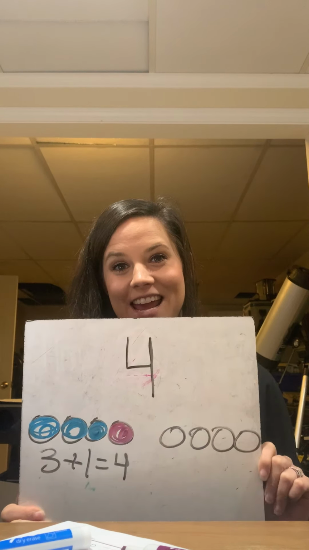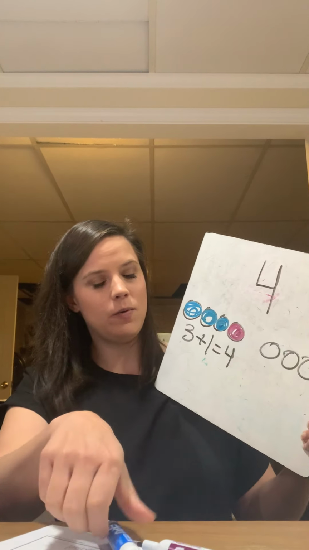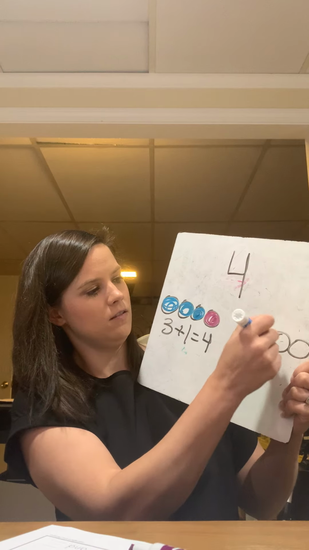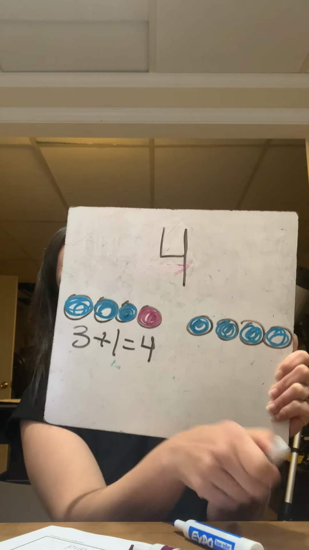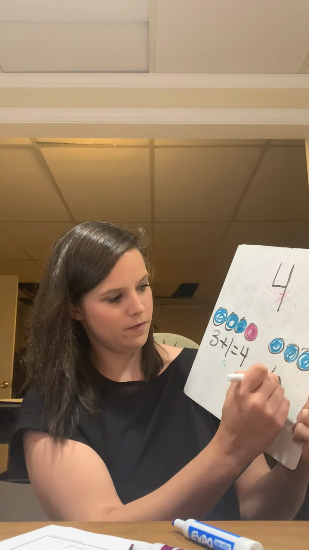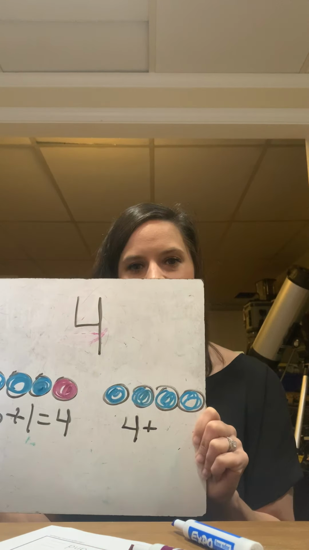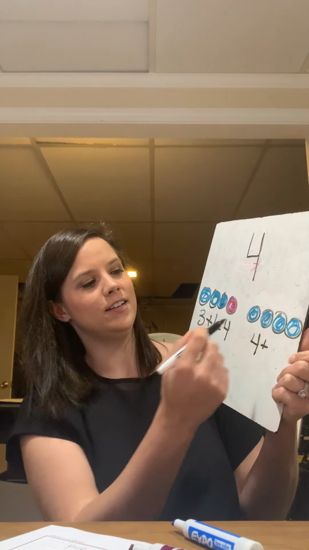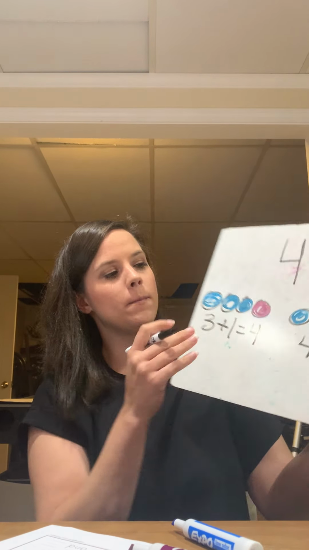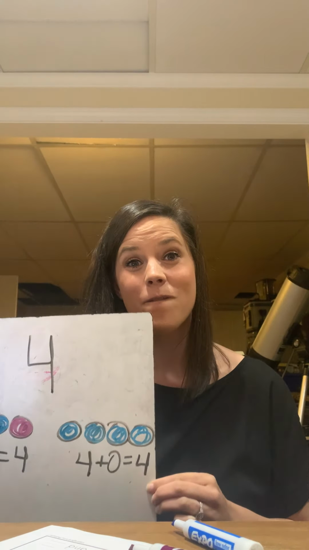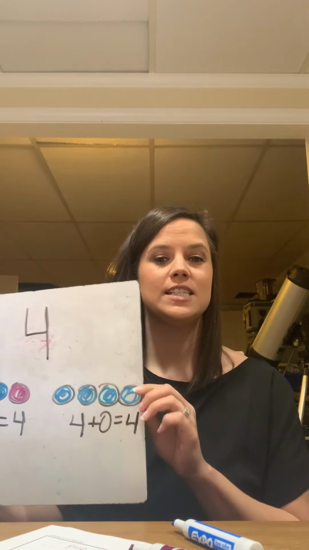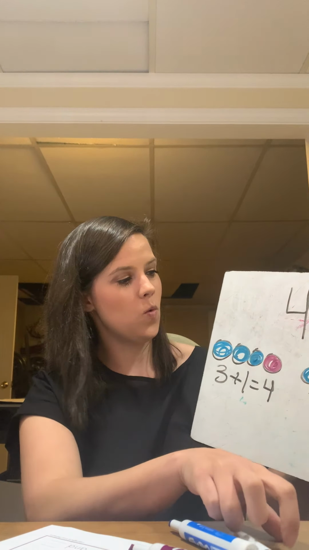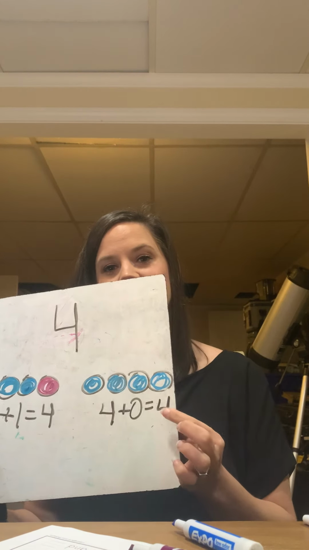So what happens if I shade all of them blue? Do you know the addition sentence that we would use? How many do we have blue? 4. How many do we have purple? 0. So 4 plus 0 equals 4. So that's pretty great. So we've got one more.